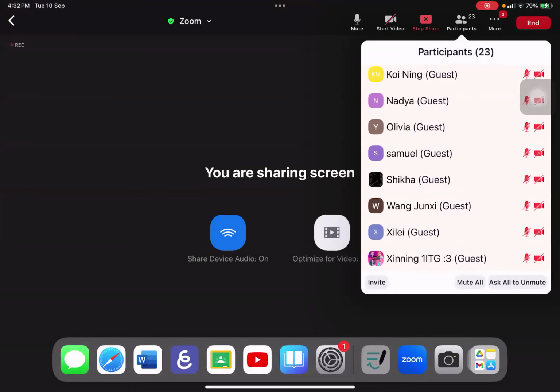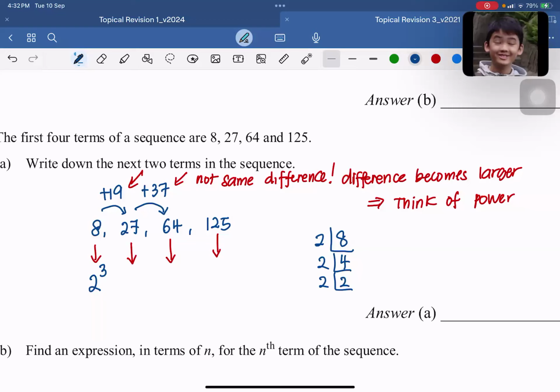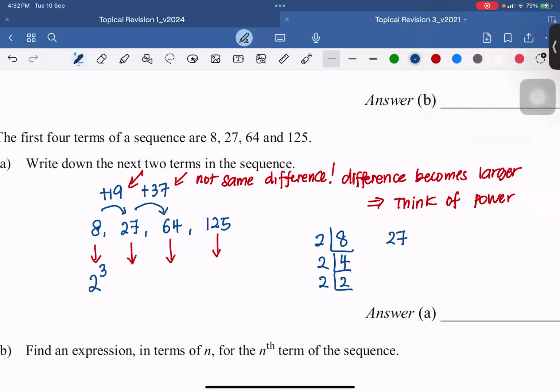Okay, I'll call Nadia. Nadia, just now I had 8 is 2 to the power of 3. What about 27? Use a calculator. Think. 27 can be expressed as what number to the power of something? I gave you a clue already. This one is 2 to the power of 3. 3 to the power of 3.